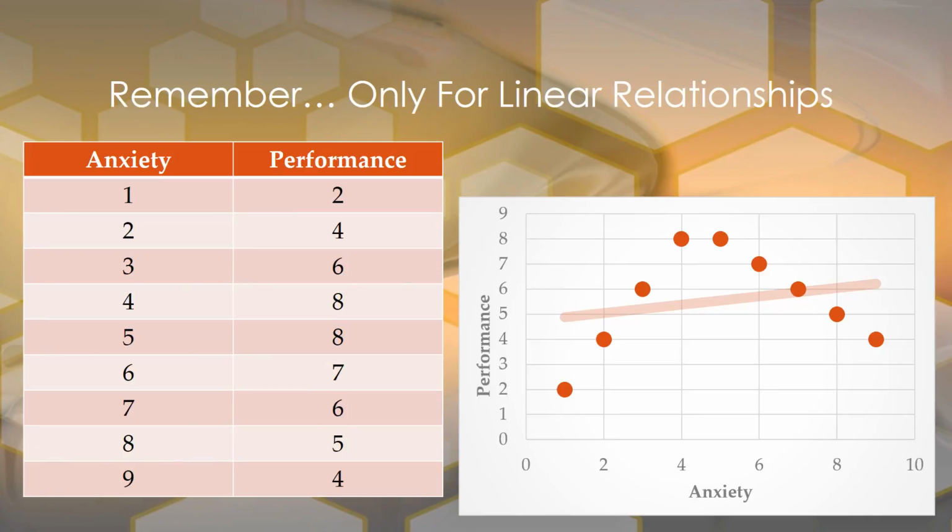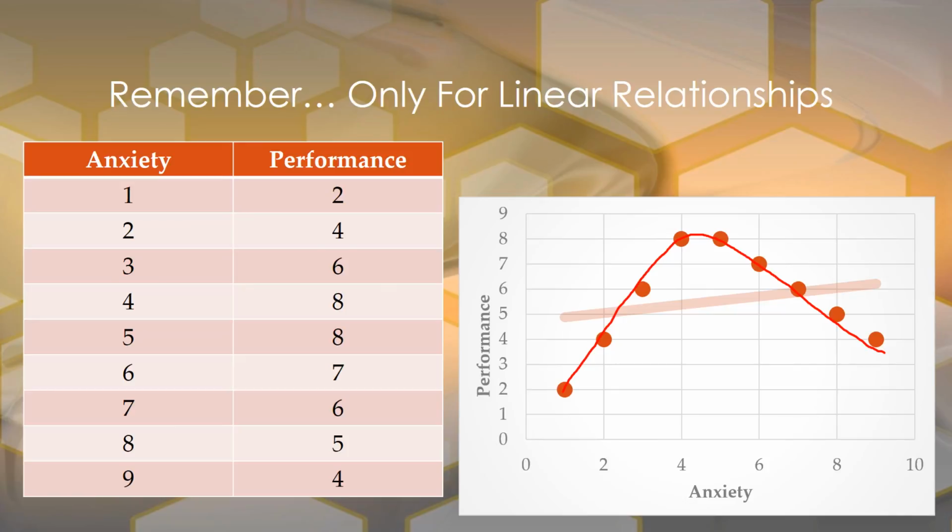And remember, it's only for linear relationships. That means it's only for straight line relationships. So this one is a curved line. If we really wanted to plot a line for it, it would look something like this. It'd be curved. But the Pearson correlation can't account for this. You can do other things to account for it, but we're not going to learn that in this class.